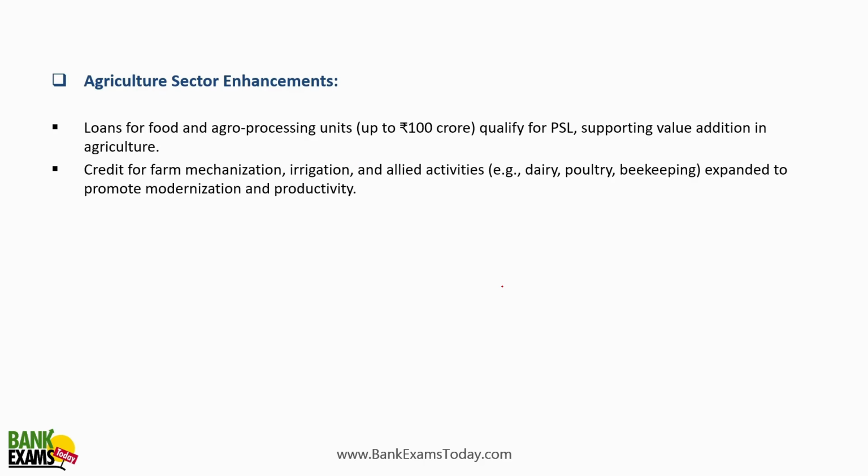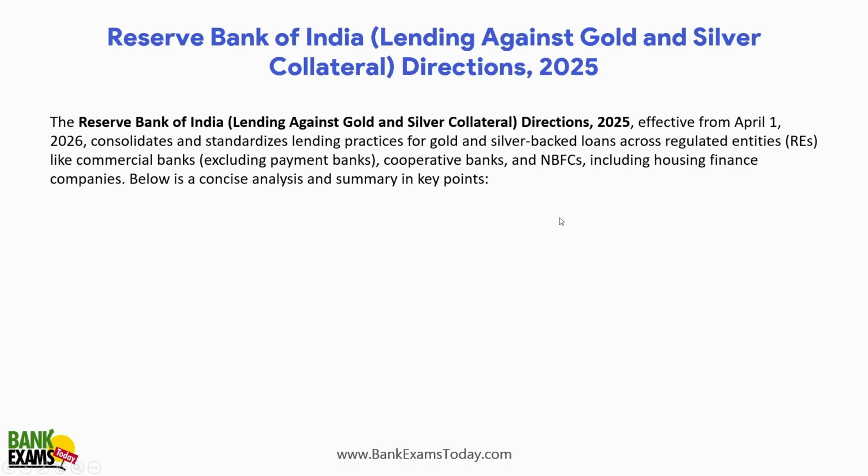UCB इनको loan नहीं दे सकती. Loans for food and agro processing unit, the limit has been enhanced to 100 crores to be qualified as PSL. Credit for farm mechanization, agriculture, allied activities expanded. So इसकी जो limits हैं वो expand कर दी गई, categories को expand कर दिया गया है. So let's start the session.